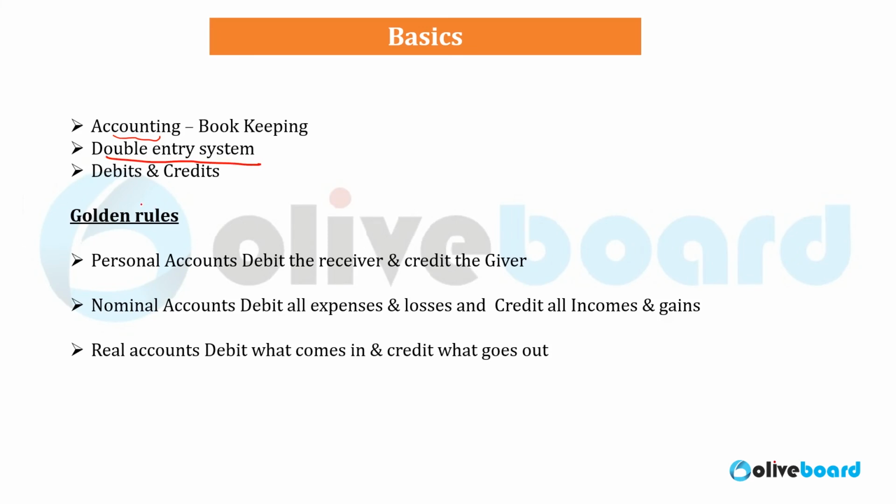What is it? Double entry system, guys. Always, if there is a transaction, suppose for example you are asking money from your mother. So here two people are involved. One is yourself and another is your mother, right? So now both the parties you have to record in your books. Correct? Suppose you received money from your mother.